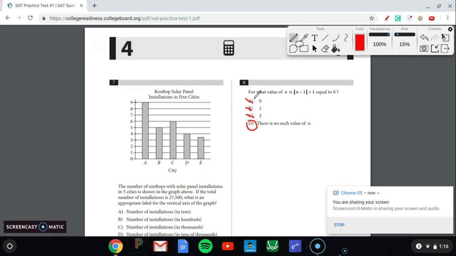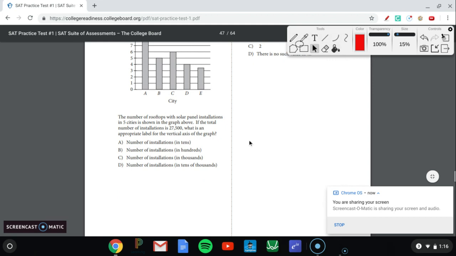Realize, though, that you didn't even have to plug in A, B, C, or D here, because you could just use logic. The absolute value of anything is going to be positive, or at the very least 0. It's either 0 or positive. Any number that's 0 or positive plus 1 is never going to equal 0. You need the absolute value thing to be negative 1, but absolute value is never negative 1. So by using logic also, you can see that there's no value of n that works. Let's move on to question 11.